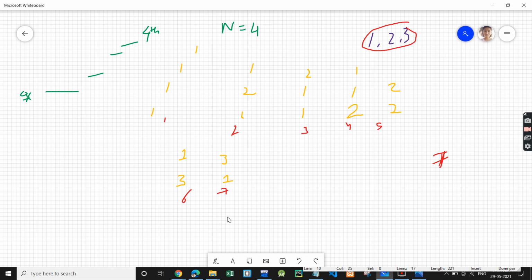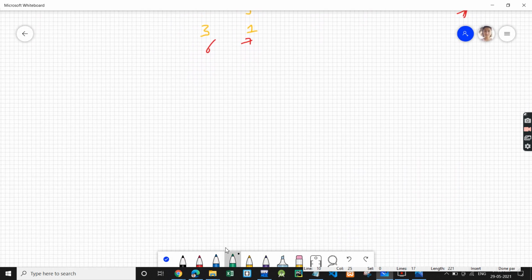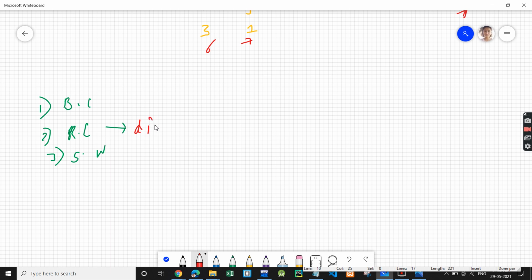So let's see how we can approach this problem. We know that the 3 steps for every recursive problem are the base case, then the recursive call, and then the small work, right? Every time we start with the recursive call. So let's see how we can divide. In a recursive call we divide the input into smaller input.